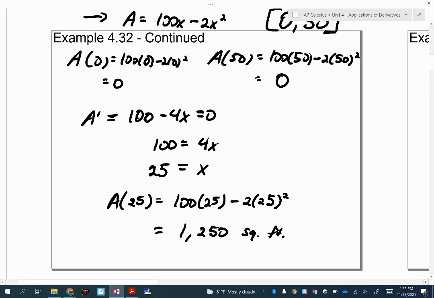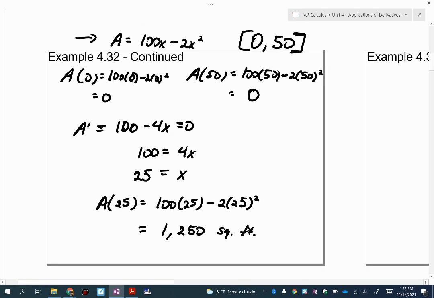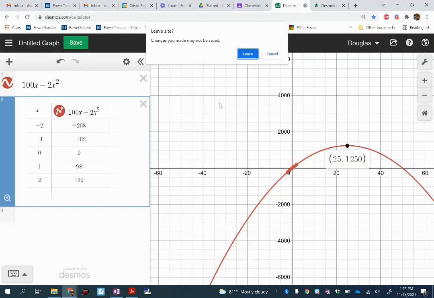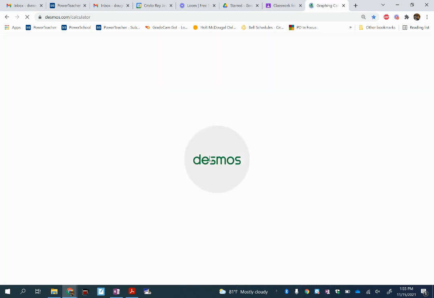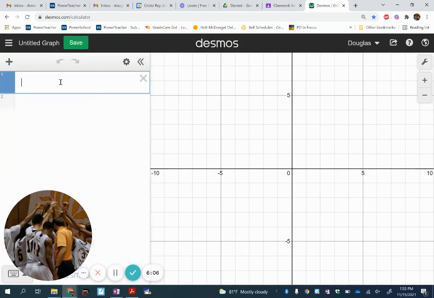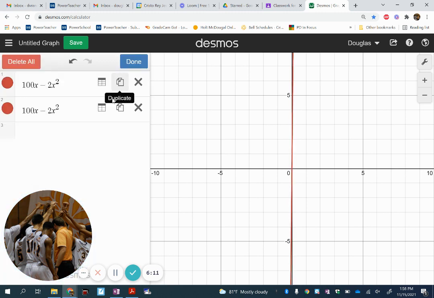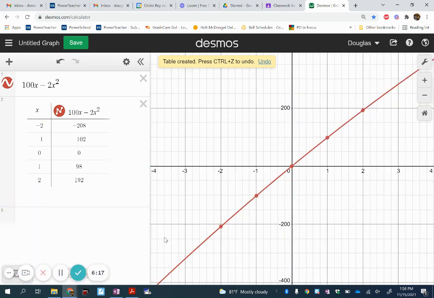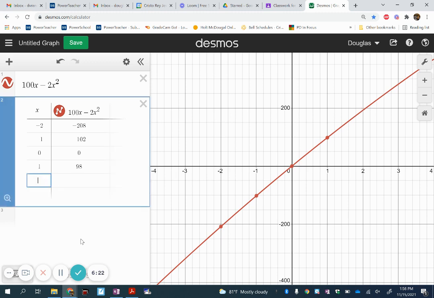Now I left this other slide here blank because I'm going to show you what happens when you sketch it. I'm going to go to Desmos and sketch this area function, 100x minus 2x squared. I'm going to make a table so that I can zoom fit. And we care about, let me get the zoom there. There we go. Okay, so we care about having our highest y value, which is 50.